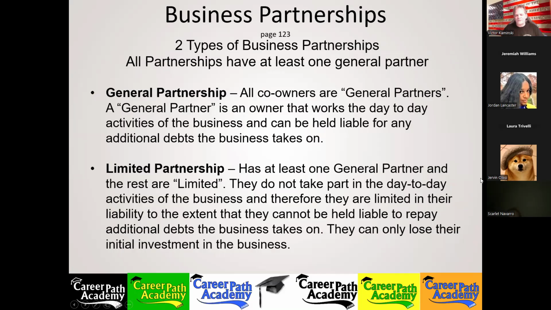And so this is a more accurate definition right here. All co-owners are general partners and an owner that works the day-to-day activities of the business and can be held liable for any additional debts the business takes on. Limited partnership has at least one general partner and the rest are limited. They do not take part in the day-to-day activities of the business and therefore they're limited in their liability to the extent they cannot be held liable to repay additional debts the business takes on. They could only lose their initial investment in the business. That's a more accurate explanation of both general partnership and limited partnership. That definition is more accurate.